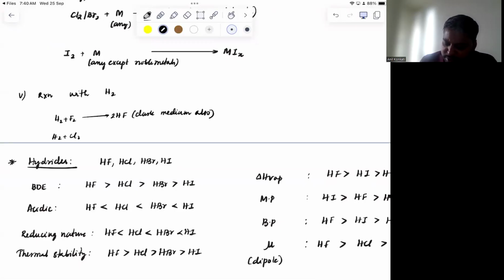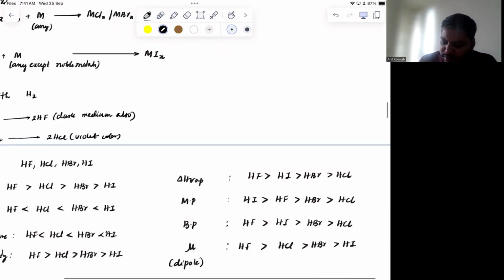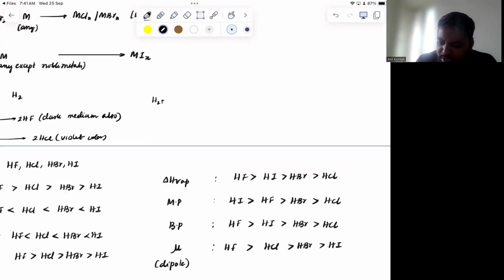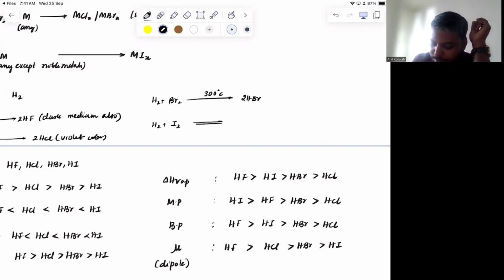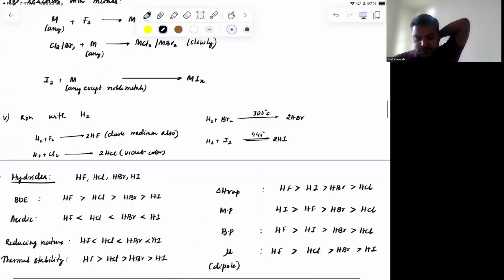Next, H2 plus Cl2 will become 2HCl, and in light it will be violet colored. Next one is H2 plus Br2, and this is around 300 degrees centigrade, which will give you 2HBr. And H2 plus I2 at 440 degrees to make 2HI. So these are the reactions which you'll see with H2.